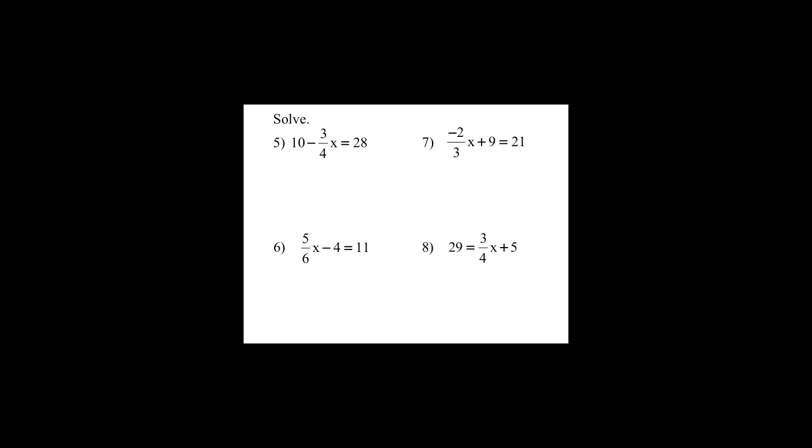So step 1, we're going to undo our adding and subtracting first, this 10. So we're going to subtract 10 from both sides. I'm left with negative 3/4 x equals 18. Now I'm multiplying both sides by the reciprocal of negative 3/4, which is negative 4/3. Cross cancel, and I'm left with x is equal to negative 24. Now stop the recording and continue with the next 3 problems.